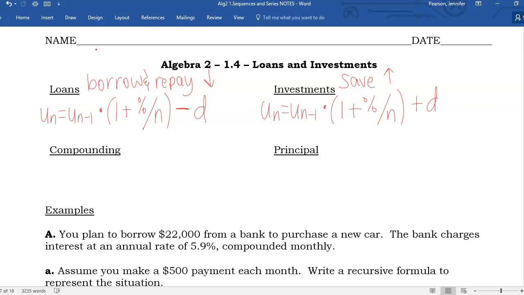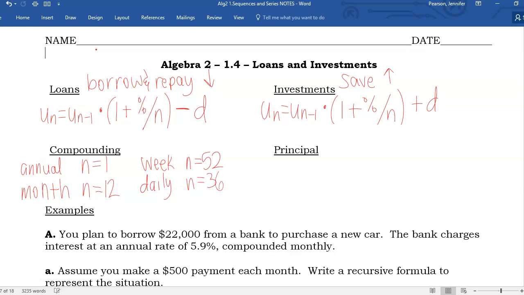Now, compounding. Compounding is going to have different numbers depending on how often the interest gets added to the account. You can add interest once a year. Then your n would be 1. You can add interest once a month. Then your n would be 12. You could add interest once a week. Then your n would be 52. You could add interest every day. Then your n would be 365.